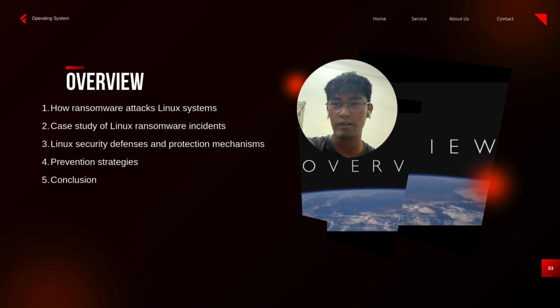The presentation will then cover Linux security defenses, including cryptography, authentication mechanisms, firewalls, and intrusion detection systems, showing how these technologies help prevent ransomware attacks. Finally, we will conclude by discussing prevention strategies, which are privilege separation and best practices such as backups, system updates, and monitoring to strengthen our Linux security.